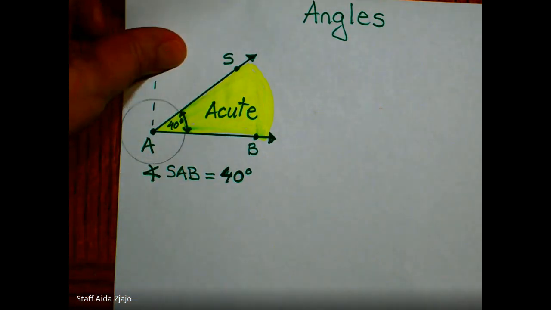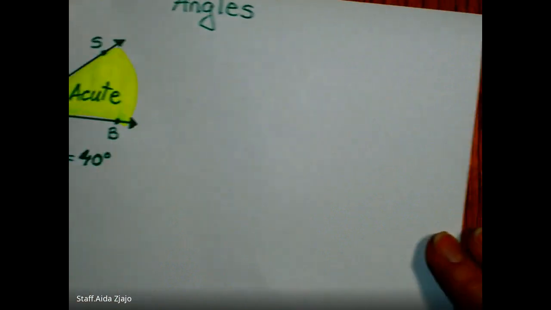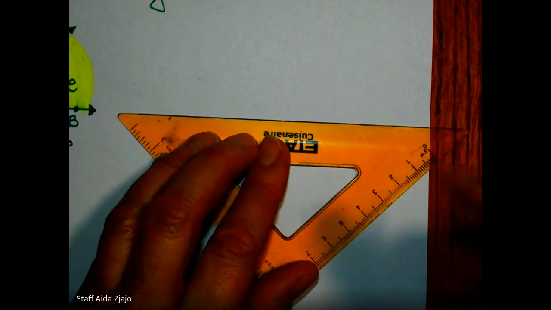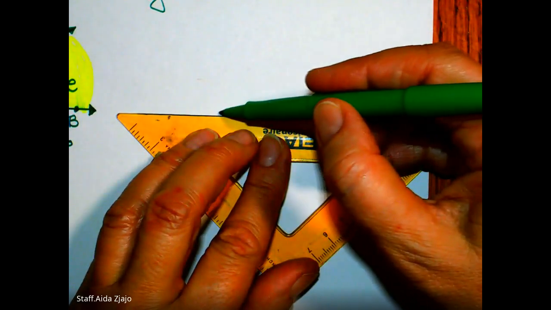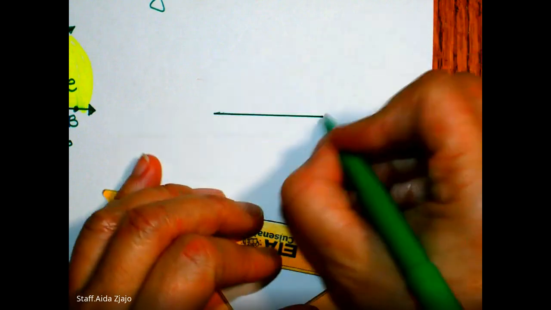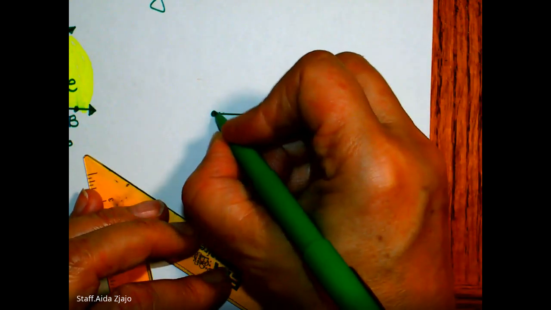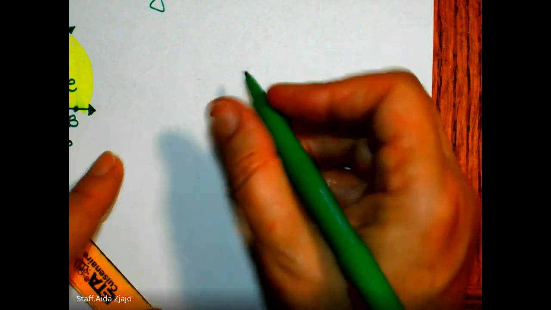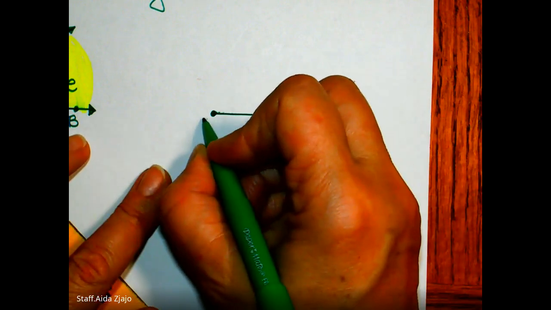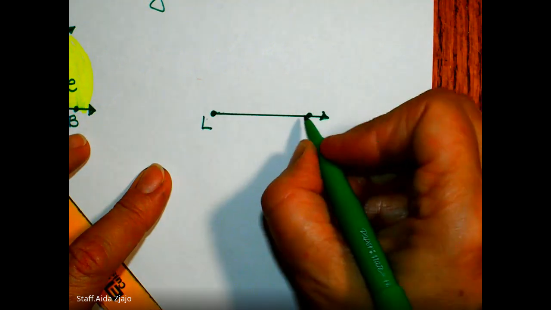Now we're going to do the right angle. Let me see this way. I'm going to make a line again. This will be my one ray, and the starting point, maybe letter L and letter M.